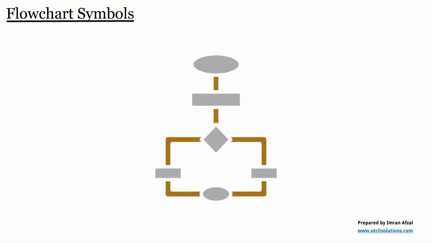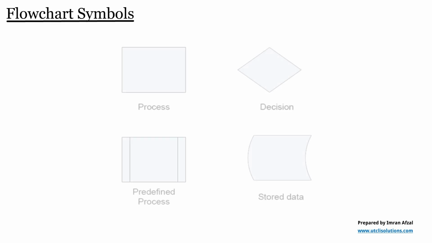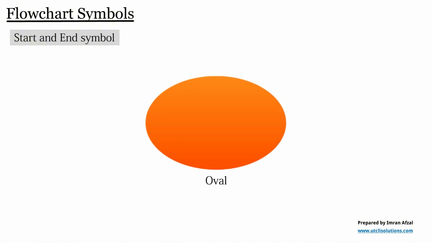A flowchart is like a small map that shows how a program works. Instead of writing code, we draw shapes, and each shape has a meaning. These shapes help us to understand the flow of a program from start to end. The first important flowchart symbol is the start and end symbol, which is usually drawn as an oval shape. This symbol tells us where the program begins and where it ends.